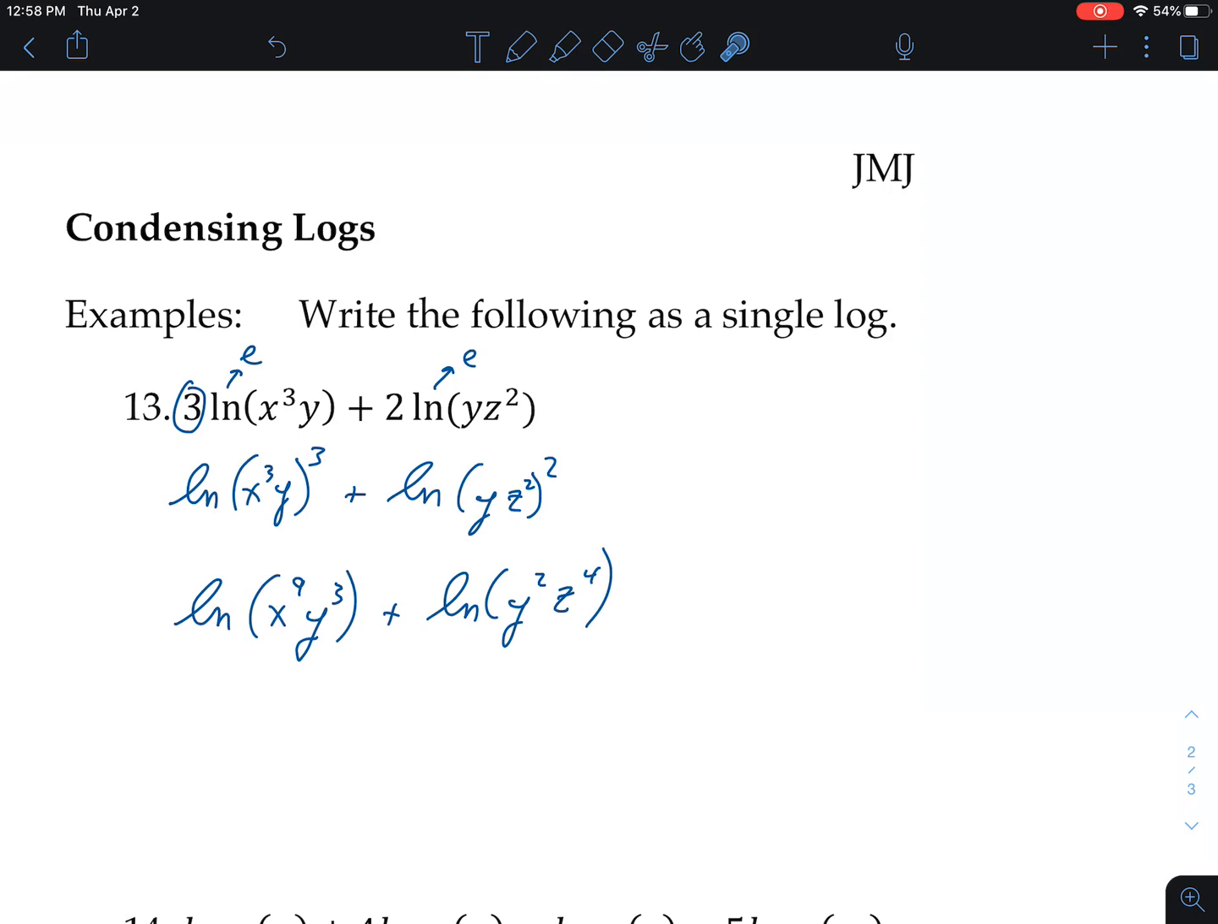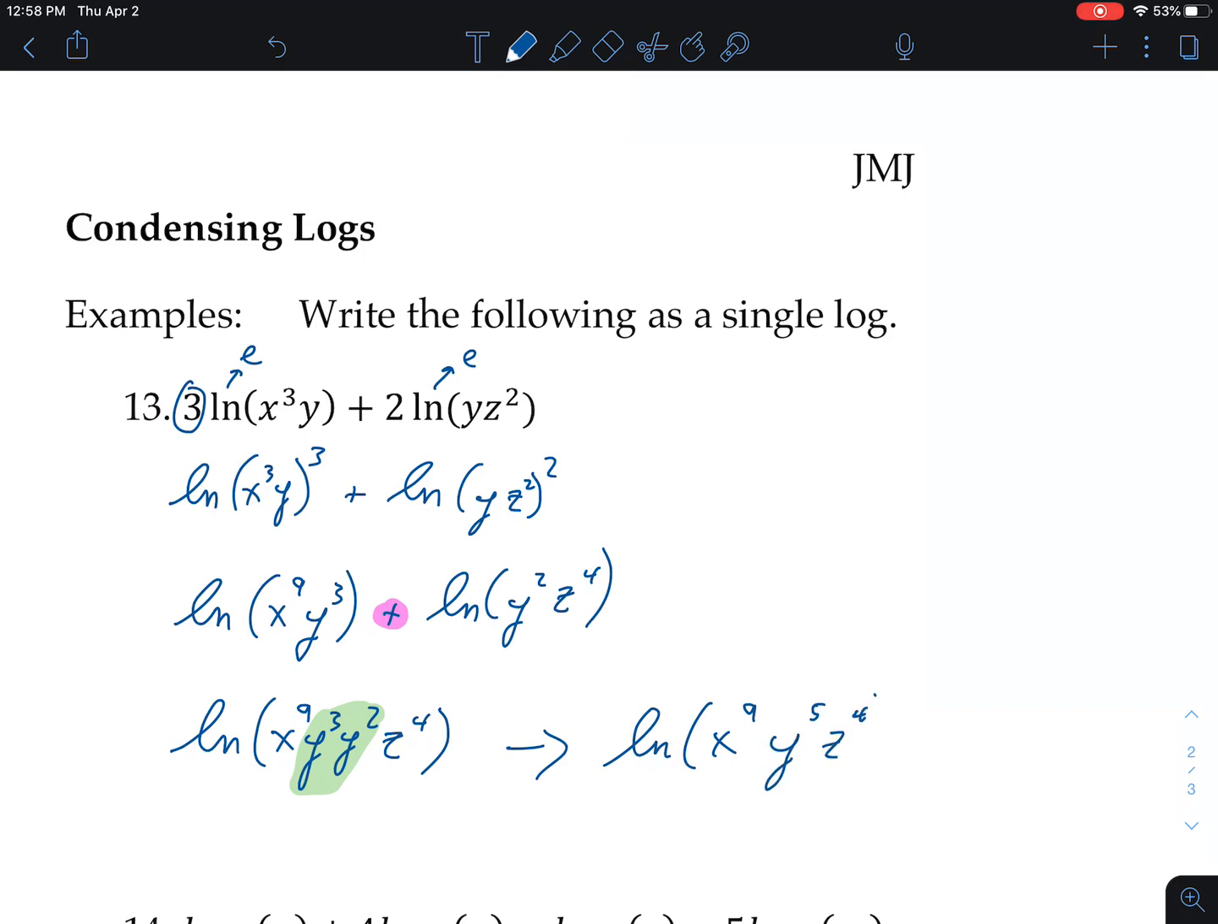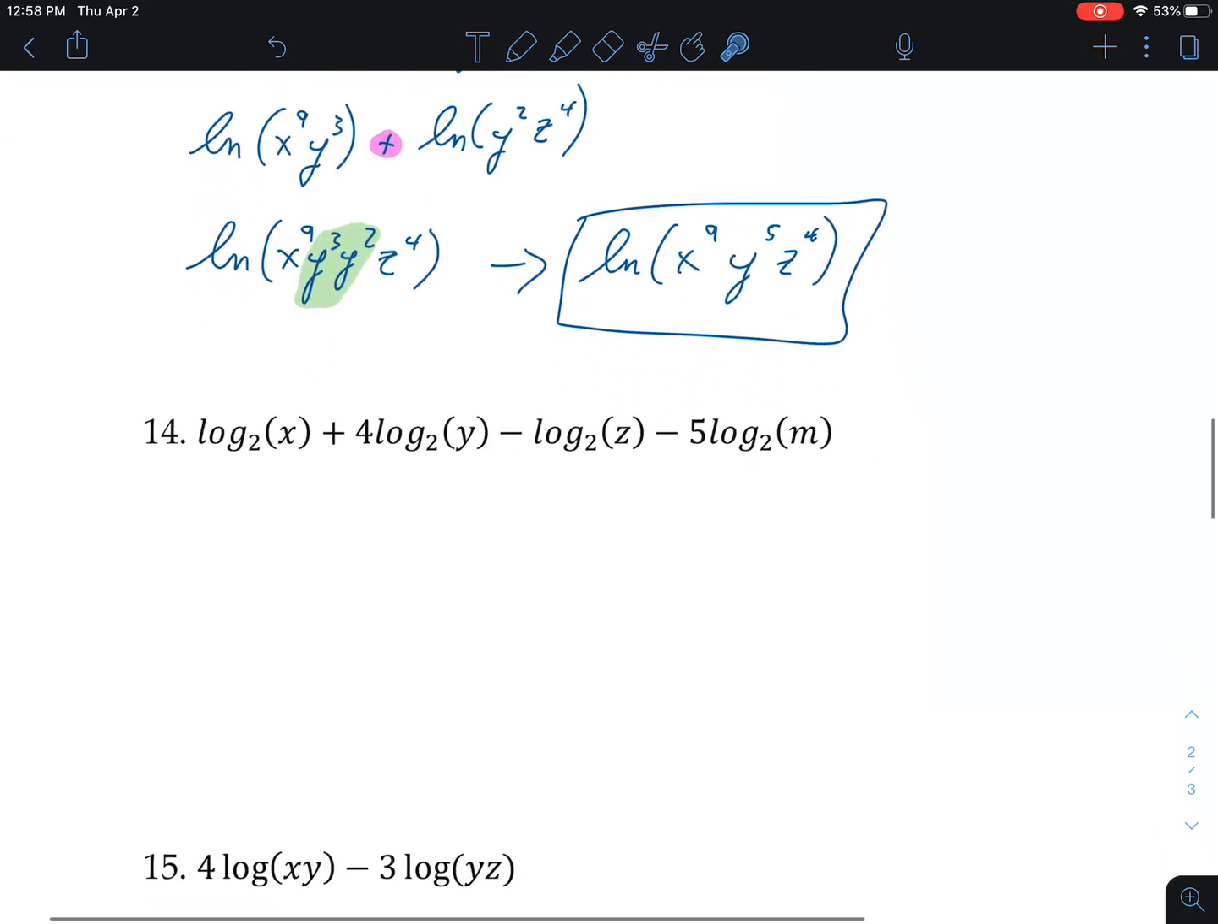Since these logs are the same, I can combine them. Natural log, it is plus, which tells me multiply, so x to the 9th, y to the 3rd, y squared, z to the 4th. Why are there two y's? That's okay, we can combine them. Our rules of exponents: when we have a number with a power times a number with a power, we add those powers. So here's my total answer. A nice little review of what happens when we raise a power to a power and when we multiply things with powers. Good. Okay, next one.